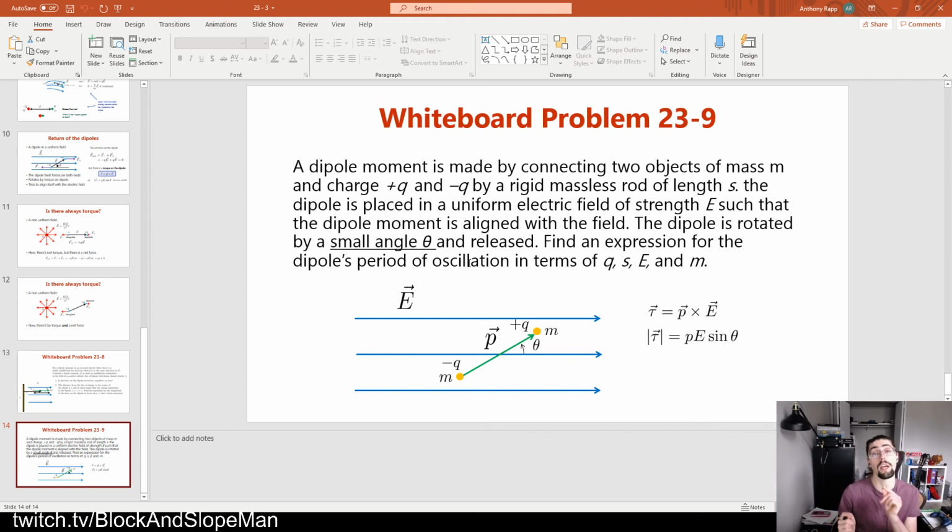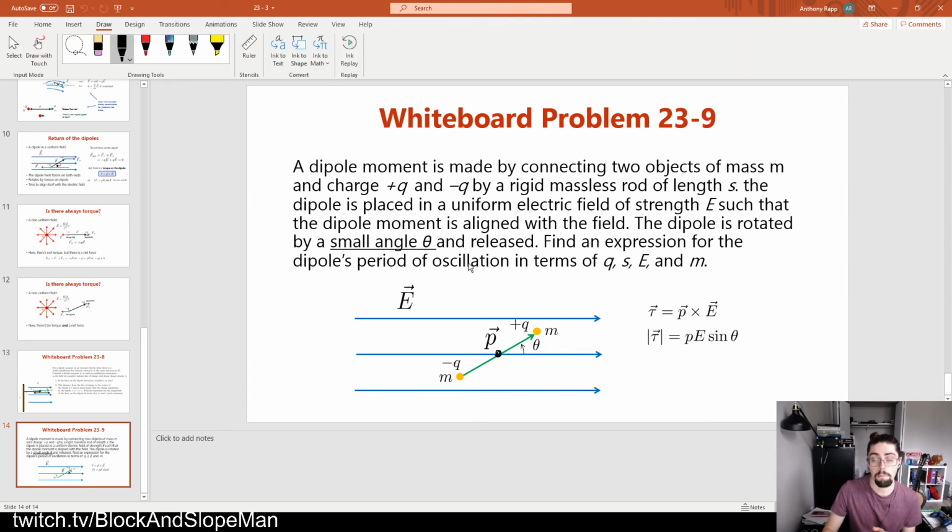Well, it wants to align itself with the field. There's no net force acting on this thing, so it's only allowed to spin essentially in place, spinning about the middle, by the way. And if it's spinning just about the middle like this, back and forth and back and forth, this is what we would describe as simple harmonic motion, right? Something we haven't seen for a little while.